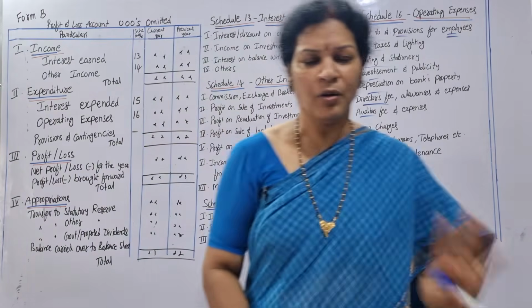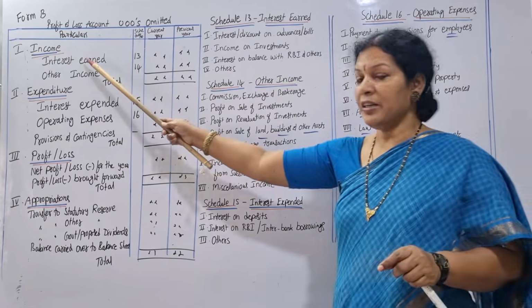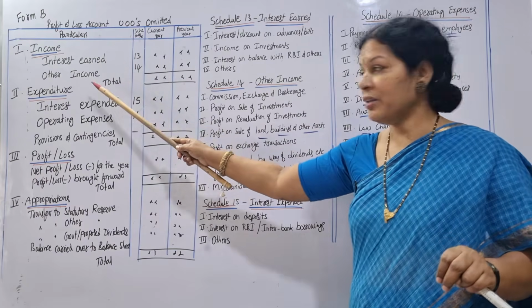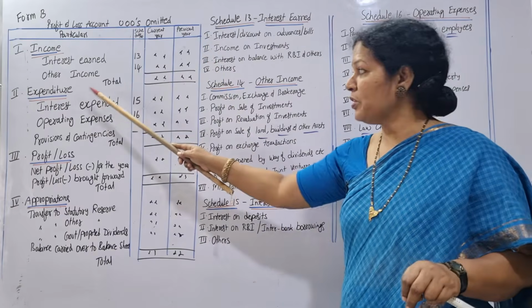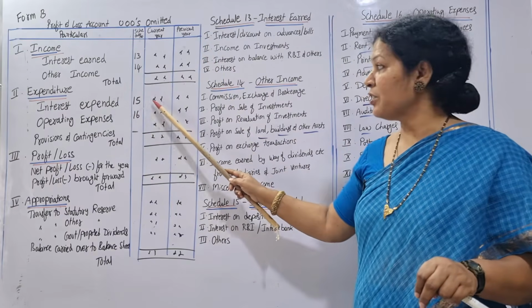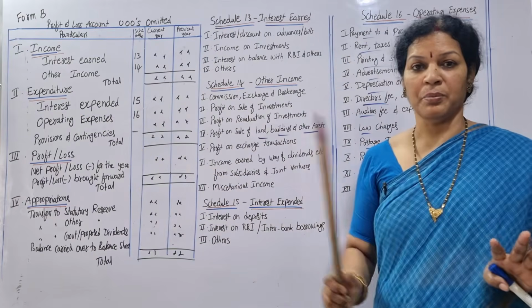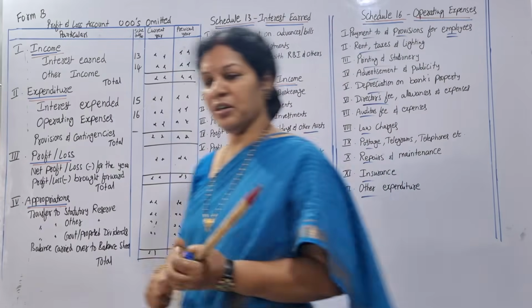Am I clear? Only 4 schedules you have to remember. Under income, 2 schedules. One is interest earned, another one is other income. And under the expenditure, interest expended, that is schedule number 15, and operating expenses, schedule number 16. That's all. Very easy to remember. Okay. Take a screenshot.